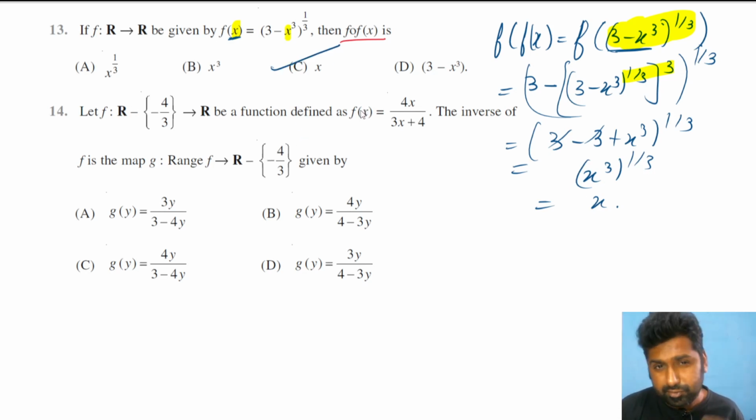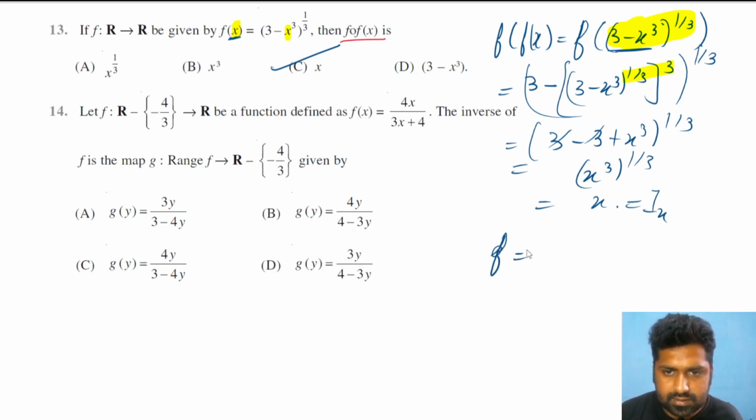Interestingly, see, f of x is coming as x, no? This is like the identity function. We can say that f is the inverse function of this. Usually f of g and g of f should be there, no? So this time only f of x is generating the identity function. So f itself is the inverse function of itself.